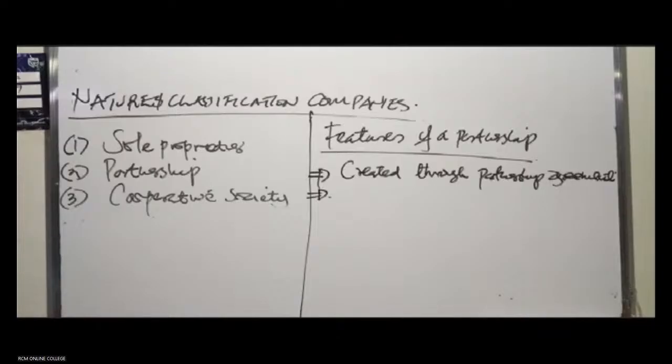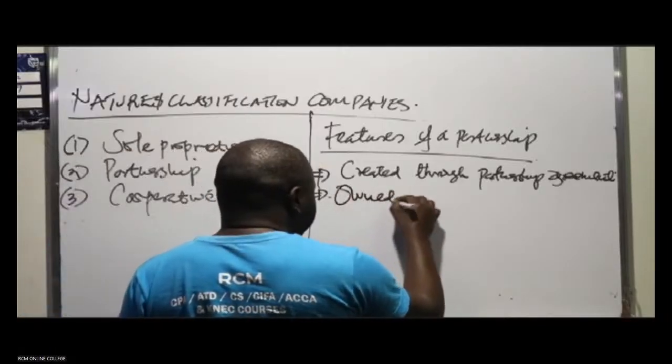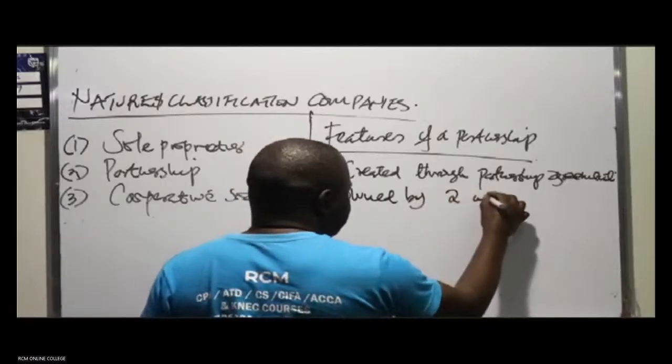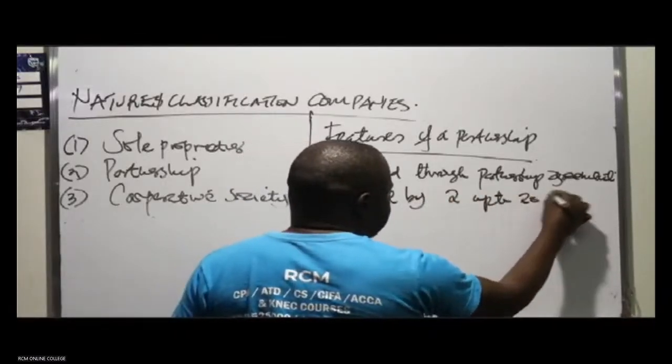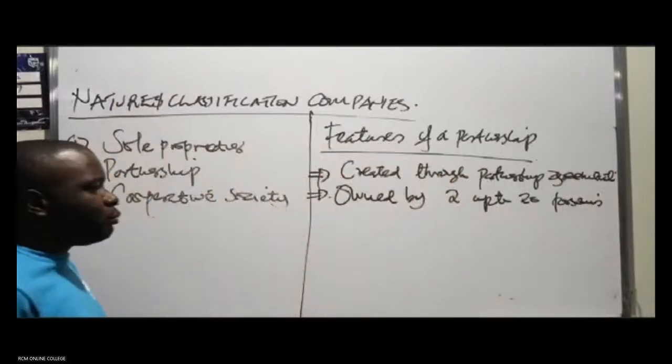So that's from Wambui. Then Zipporah says 2 or more members. So it is owned by 2 up to 20 persons. That is a normal partnership business.